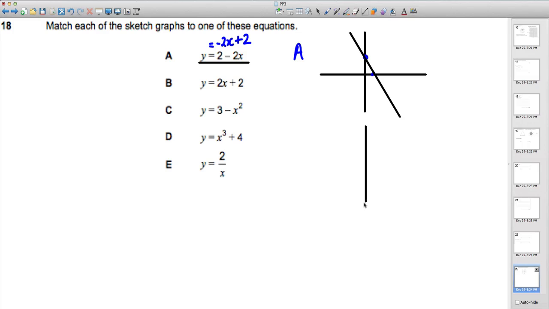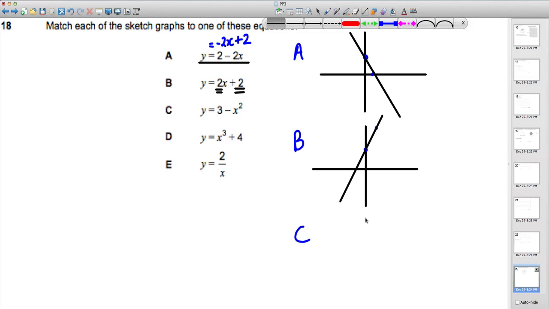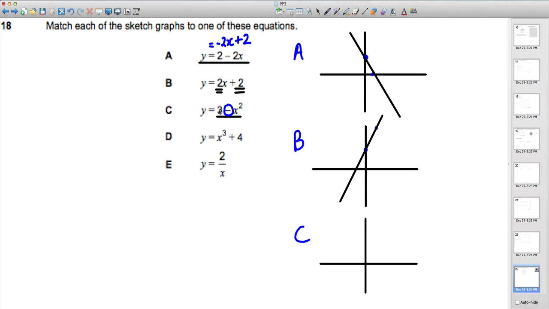The next one, graph B. 2x, y equals mx plus c. It crosses at 2, but it's got a positive gradient of 2. So here it crosses at 2, but instead it goes up this way. So it would look like that. That would be B. Okay, let's do C. C is an easy one as well. Well, C is a quadratic, so it's a U shape or N shape. Because it's negative x squared, it is N shaped, and it crosses at 3. So actually, it looks something like that.